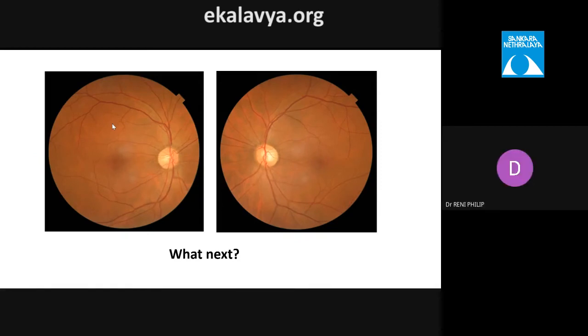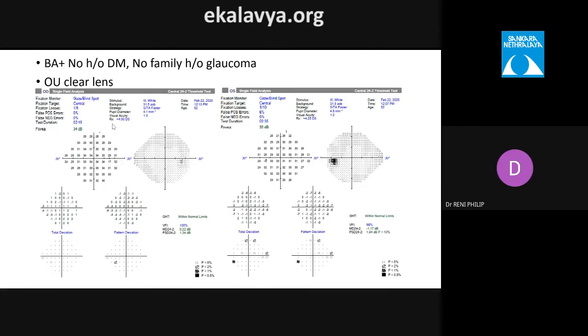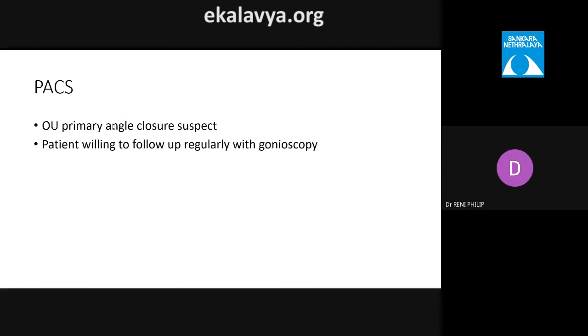Okay, so what do you want? You want a history of diabetes, and on the fundus you can't see any obvious diabetic changes anyway. And we'll ask the patient if they can regularly come for follow-up with us. Okay, so suppose the patient is not a diabetic and is willing to come for regular follow-up, what do you do? So this patient had bronchial asthma, no history of diabetes, and additionally you should also ask a family history of glaucoma. There's no family history of glaucoma. As you can see, the fields are within normal limits. And if the patient is willing to follow up regularly with a gonioscopy at each visit, you can follow up the patient. There is no need to do a YAG-PI for the patient.